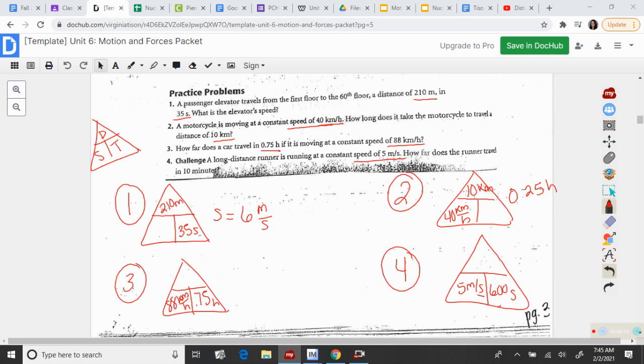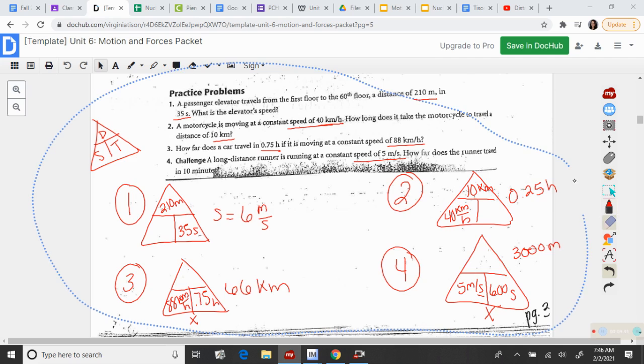And then if we look at number 3, we have one number beside the other number. Remember, if you have one number beside the other, you are going to multiply. So 88 times 0.75 equals 66, and that is going to be our distance, so 66 kilometers. And then on the right, we have a number next to another, so we are going to multiply. 5 times 600 equals a distance of 3,000 meters. All right, so that is how you do those. Now we are going to use this to go back and do pages 1 and 2.